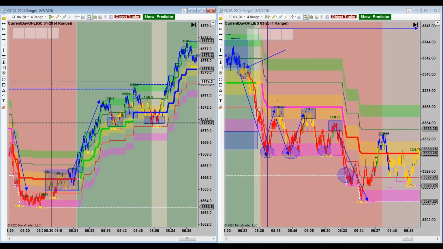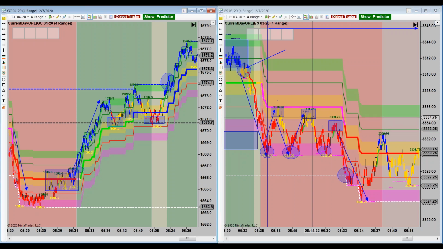So let's look at this one. Right here. 6:21, 6:20, let's call it 6:20 even. 6:20, 6:21 and change. Where was ES when gold was breaking the high of the day at 6:21? It was way over here. 6:21 was over here. Way over here.